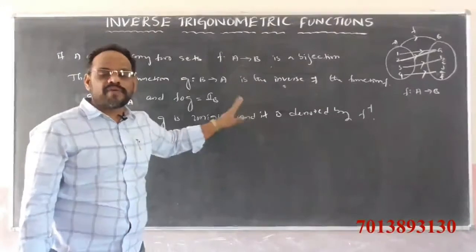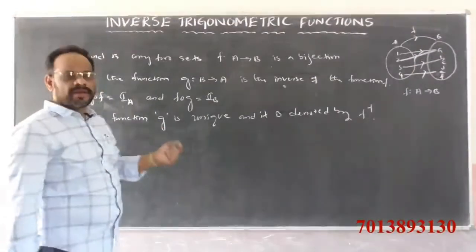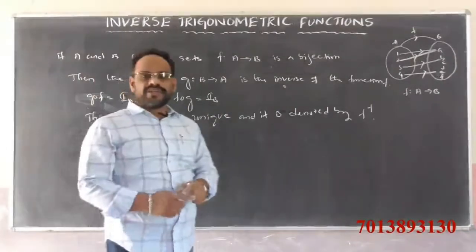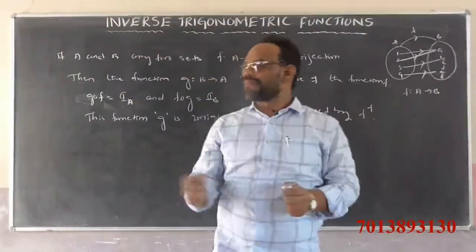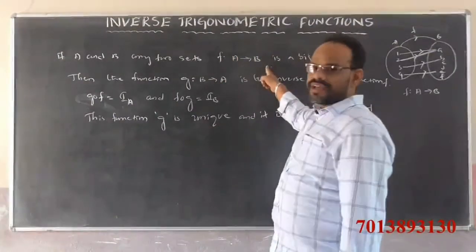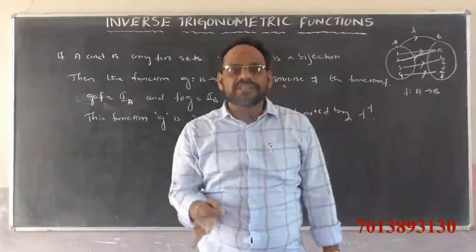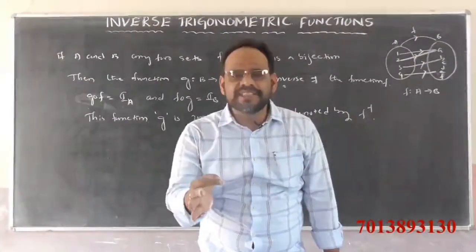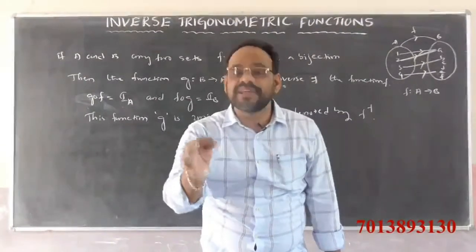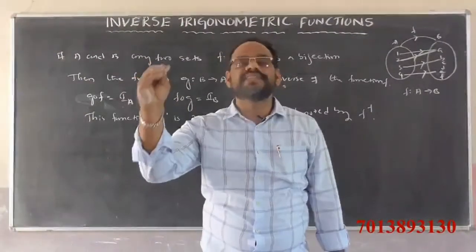This type of function G exists and is unique. It satisfies G circle F equals identity on A and F circle G equals identity on B. It is denoted by F inverse. That means if F maps A to B, then F inverse is a mapping from B to A. We know that only a bijective function has an inverse function.